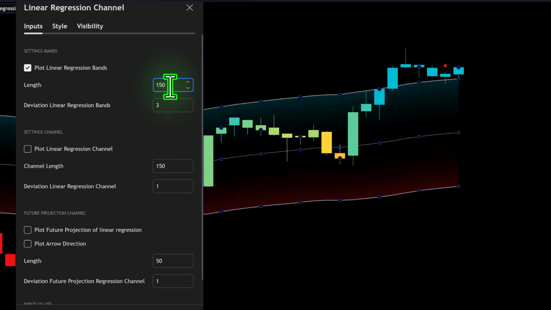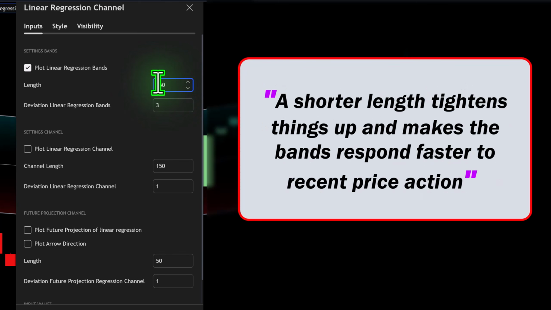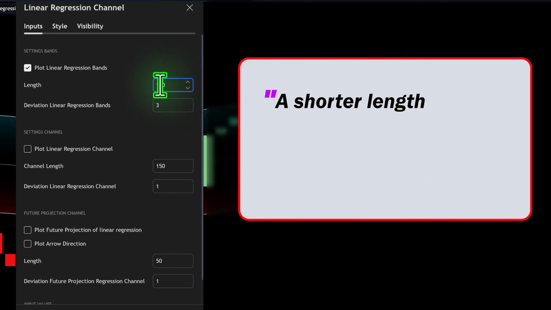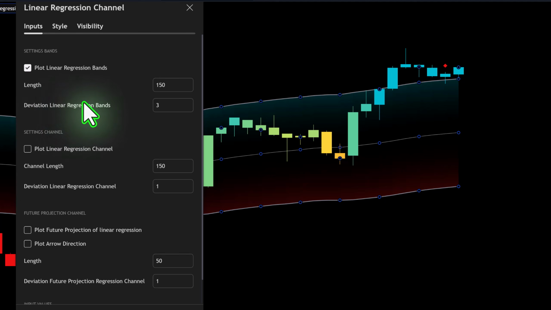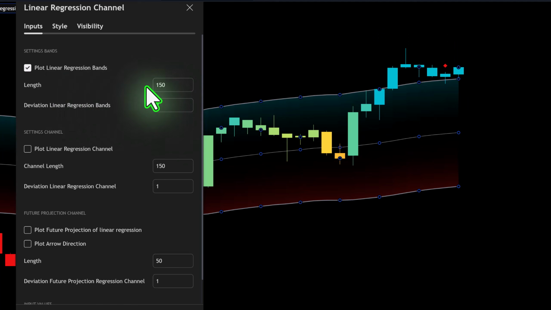Here's why that length matters. A longer length gives you smoother, broader bands. This is great for seeing the big picture. A shorter length? That tightens things up and makes the bands respond faster to recent price action. Next, you'll see the deviation setting, usually at 3. This controls how wide the bands extend. You can increase it to catch big price swings, decrease it to zoom in on tighter, more sensitive moves.